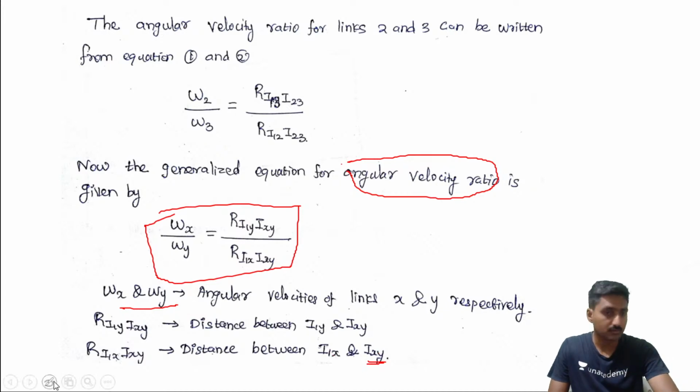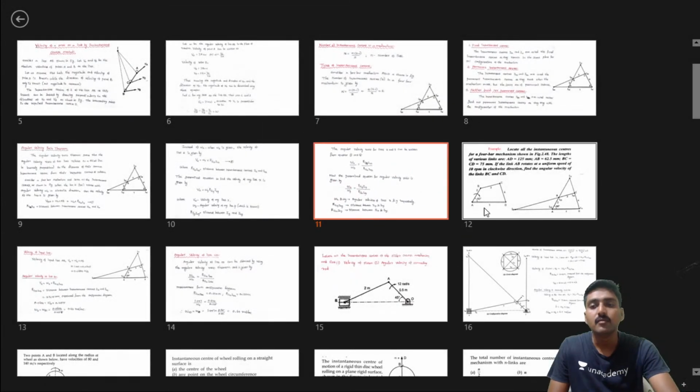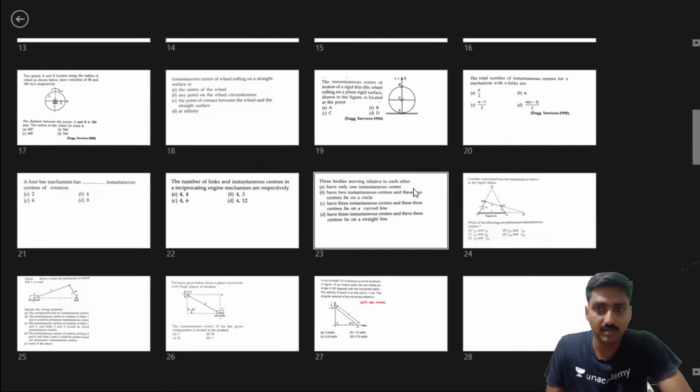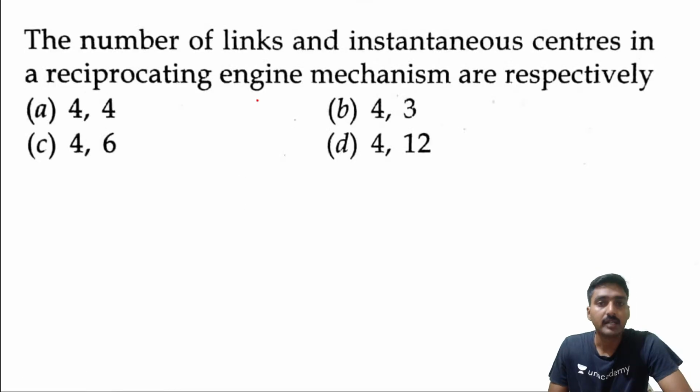Now, based on these instantaneous centers as well as the velocity ratio theorem, we are moving into the previous questions. Yesterday we started a few problems. Today it's a continuation. Number of links and instantaneous centers in the reciprocating engine mechanism. Number of links is equal to 4 links available.